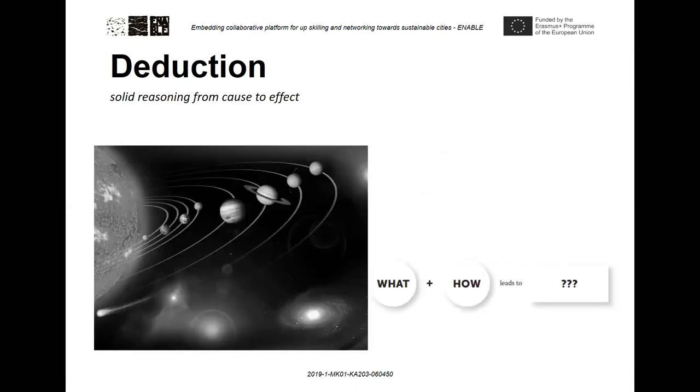But in this process, usually what is used is inductive and deductive reasoning. So in deduction, what do we have? We know, okay, this is the situation. We know how they are interconnected. And based on this notion, we can then conclude, okay, these will be the outcomes from this situation. So we have solid reasoning from cause to effect.